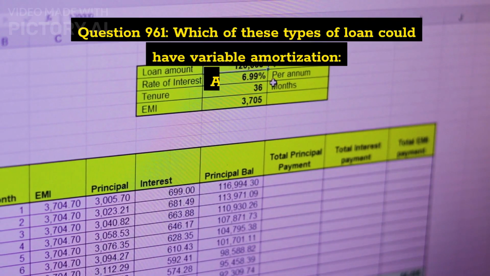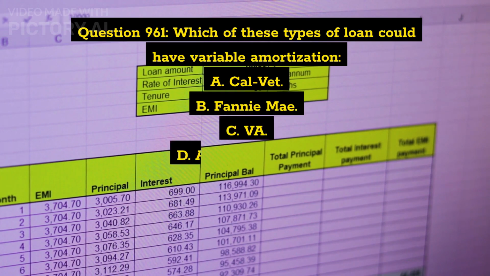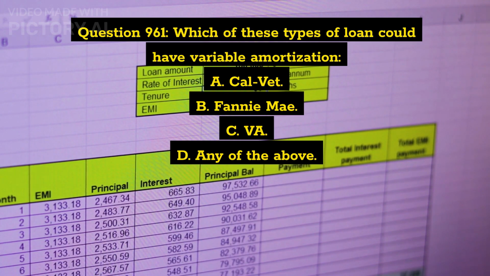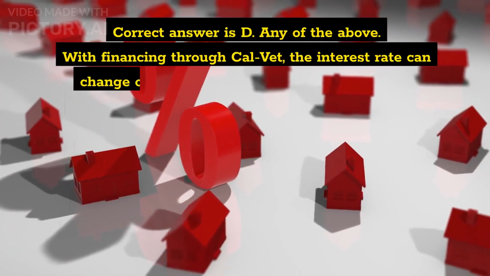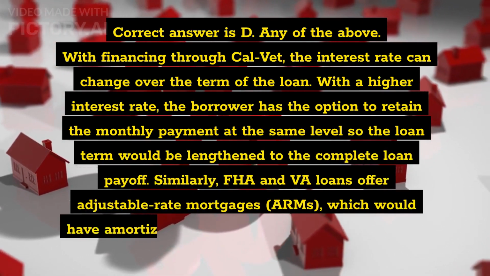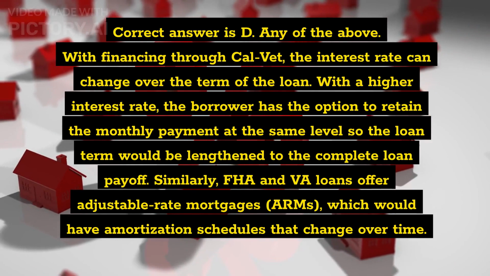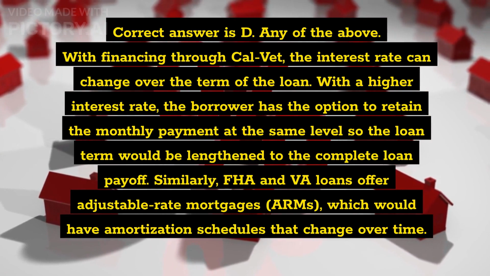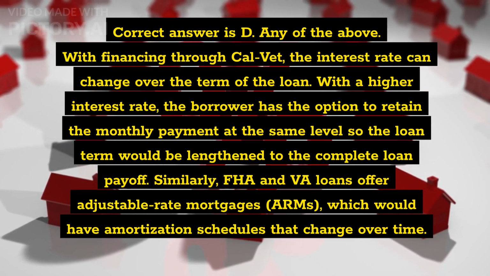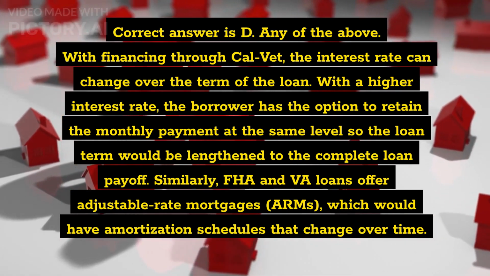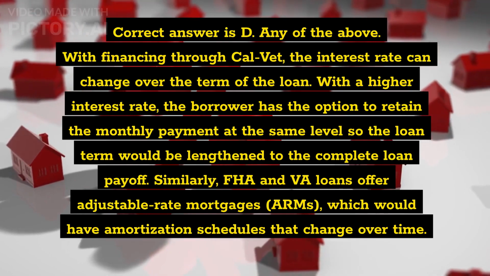Question 961. Which of these types of loan could have variable amortization? a) Cal-Vet, b) Fannie Mae, c) VA, d) any of the above. Correct answer is d, any of the above. With financing through Cal-Vet, the interest rate can change over the term of the loan. With a higher interest rate, the borrower has the option to retain the monthly payment at the same level, so the loan term would be lengthened to the complete loan payoff. Similarly, FHA and VA loans offer adjustable rate mortgages, ARMs, which would have amortization schedules that change over time.